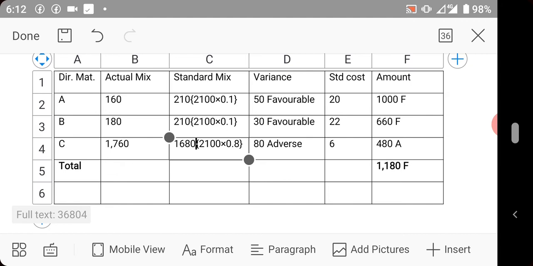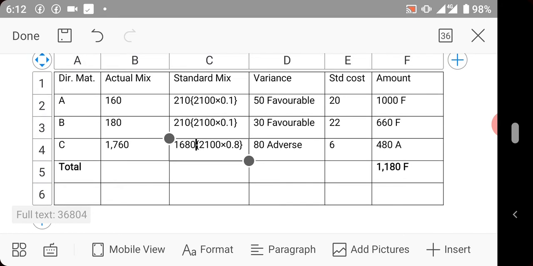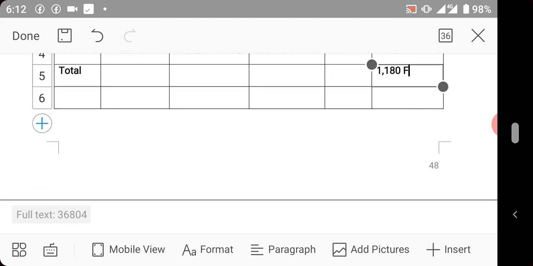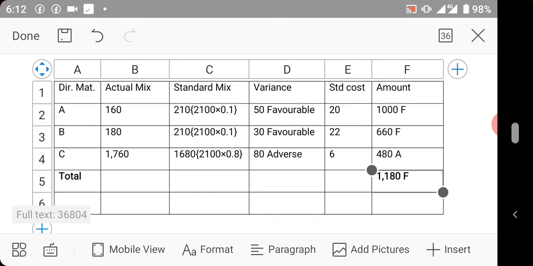So you can see 50 is favorable. Why is it favorable? Because actual is lesser. You understand? Then where we have adverse, actual is more. So when you multiply, you have this. If you add up, you have this. So 1180, and it is favorable. That is how to calculate your material usage variance.